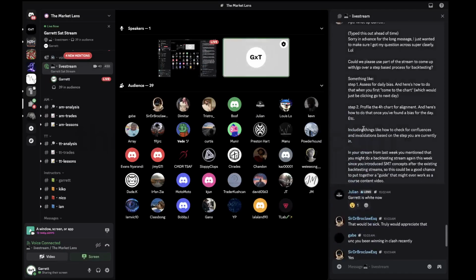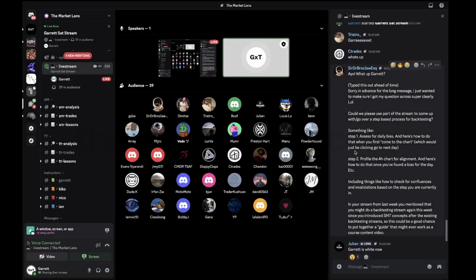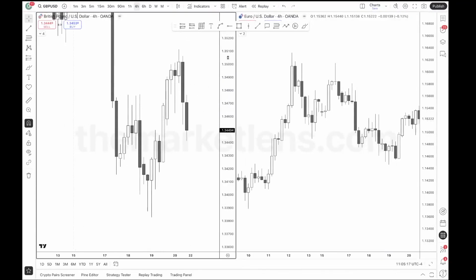Okay, so first I want to cover this real quick. So kind of like the process this week. We're going to go over this a little bit, like how to backtest, or just the process I take personally when stepping into a day.